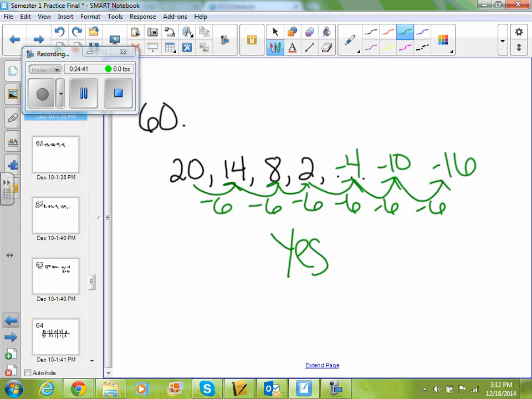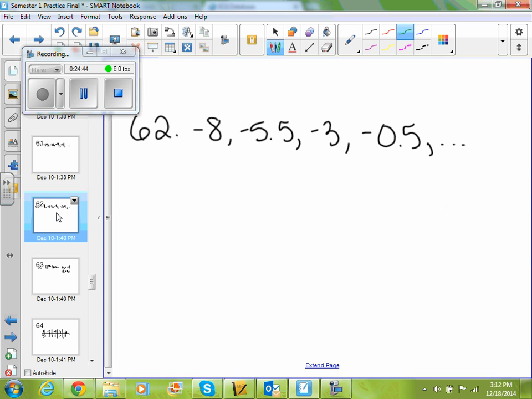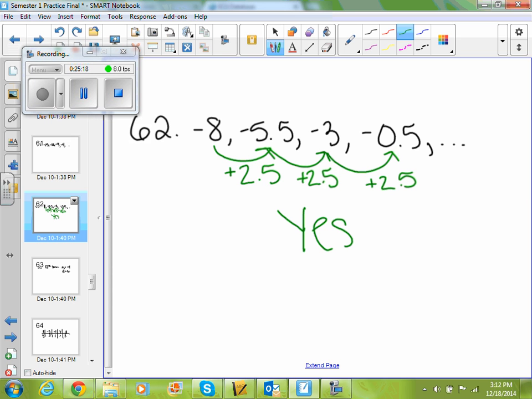Okay, and then we said 62. So if I look at 62, I have negative 8, negative 5.5, negative 3, negative 0.5. So what do I need to do to get from negative 8 to negative 5.5? Add 2.5. From negative 5.5 to negative 3, what do I need to add? 2.5. And from negative 3 to negative 0.5, what do I need to add? 2.5. Okay, so is this arithmetic?